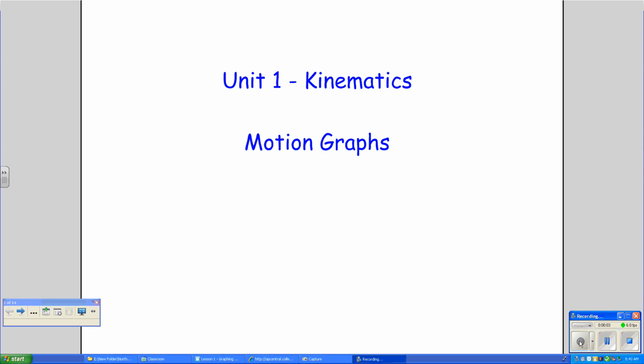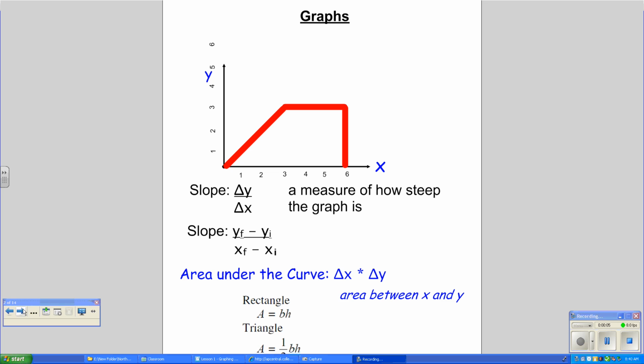This video is about motion graphs. Alright, so we're going to learn about motion graphs. Let's look at graphs in general.